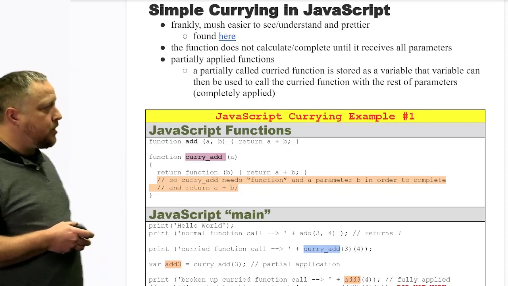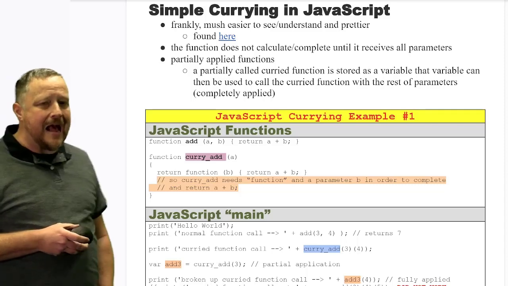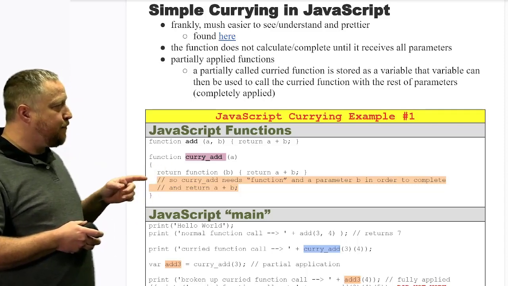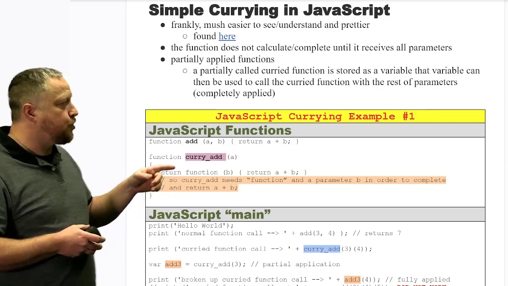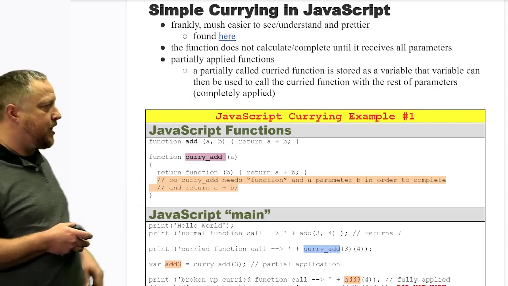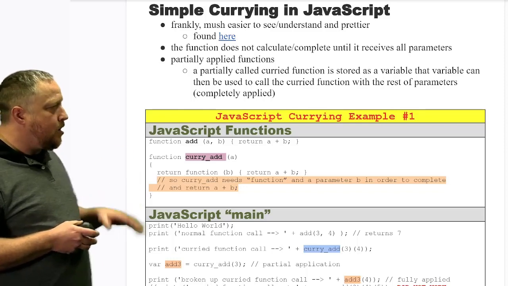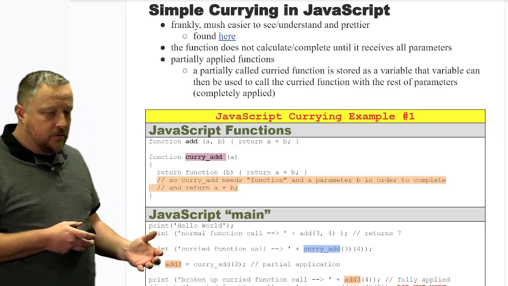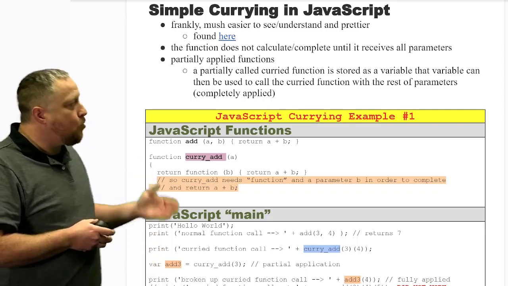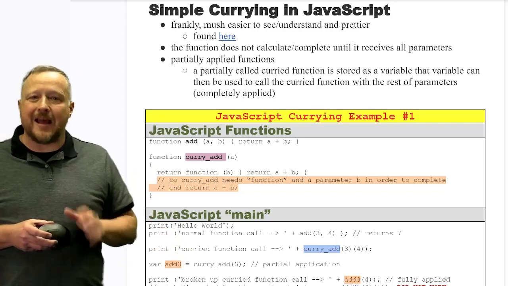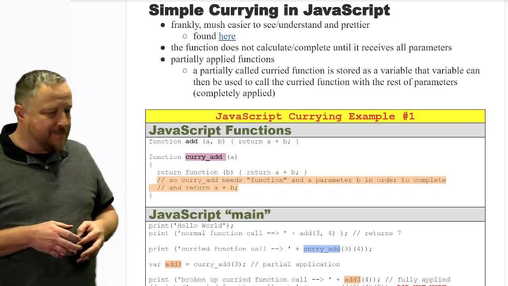I want you to take a look at the currying function, curry add, and you'll notice that we have function curry add, and then it returns another function taking B, and then it returns A plus B. So how does that read? In curry add, it needs a function and a parameter B in order for it to complete and return A plus B.